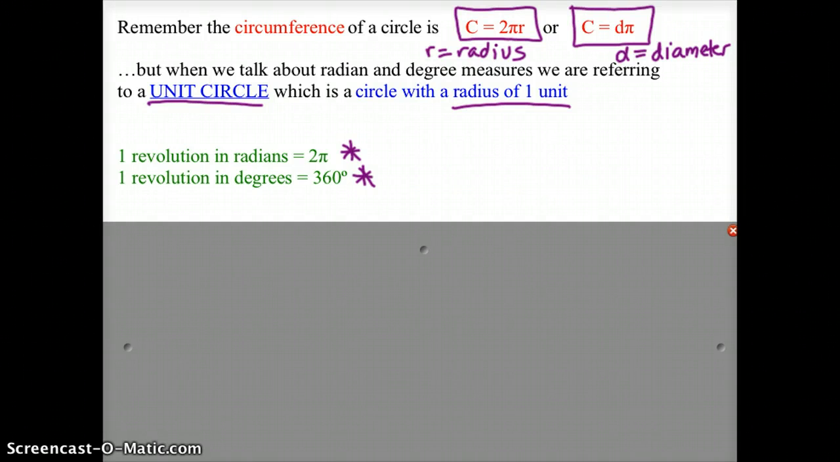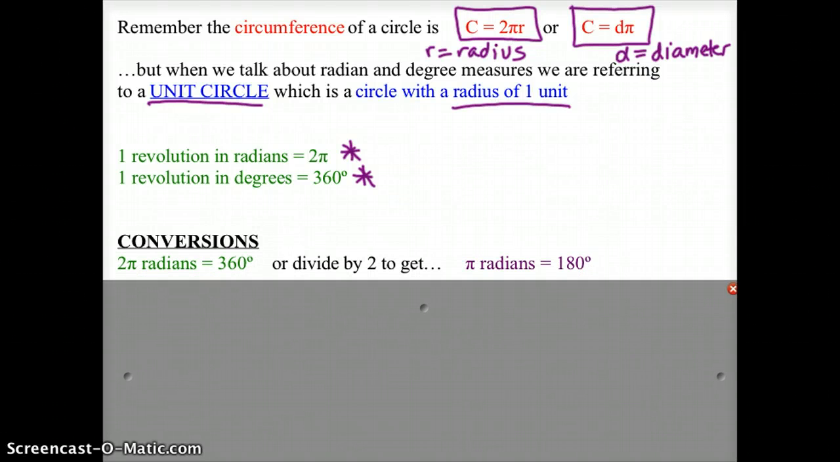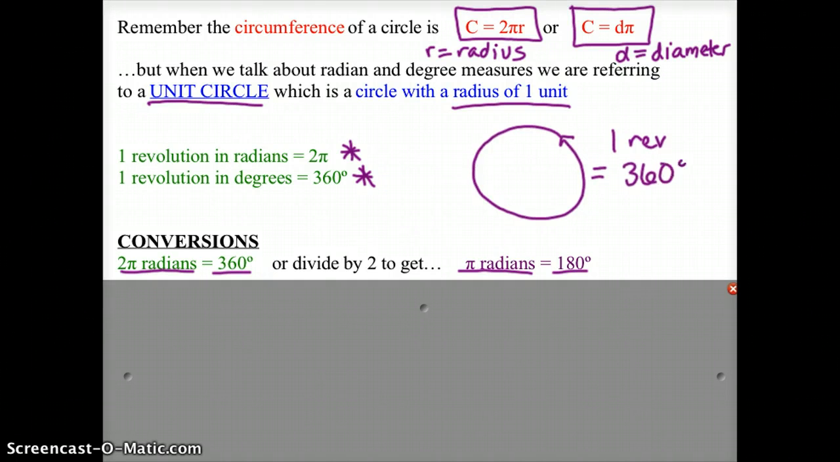All right? So with those two pieces of information, we can put them together and we know that 2 pi radians is equal to 360 degrees. Or if we divide by 2, we know that just pi radians is equal to 180 degrees. So in a picture, if I have a circle, I know that a full circle is 1 revolution, which is equal to 360 degrees, which is equal to 2 pi radians.